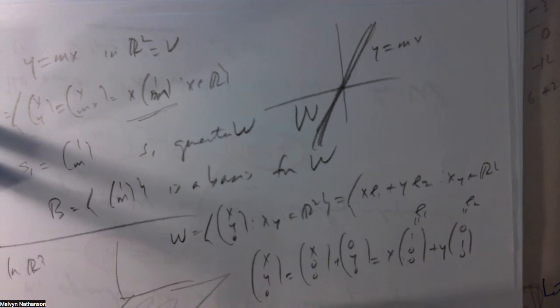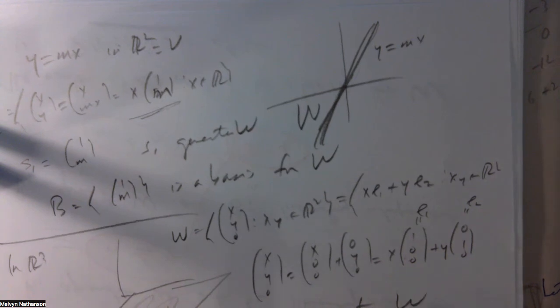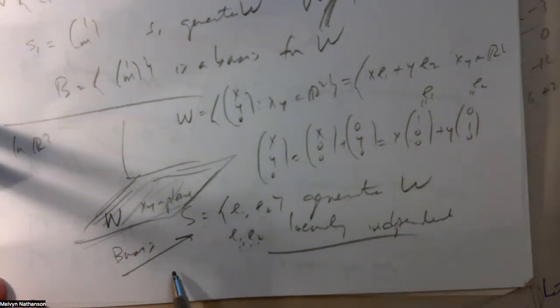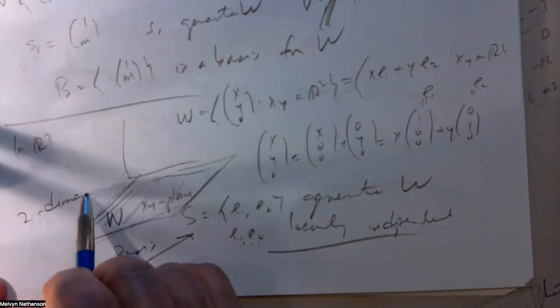So the set consisting of just these two vectors, E1 and E2, generates the plane. And these two vectors, E1 and E2, are linearly independent. So here's a set with two elements that generates W and is linearly independent. So this is a basis for this subspace. How many vectors in the basis? Two. So this plane is two-dimensional. The subspace has a basis with two vectors. It is, by definition, a two-dimensional subspace.